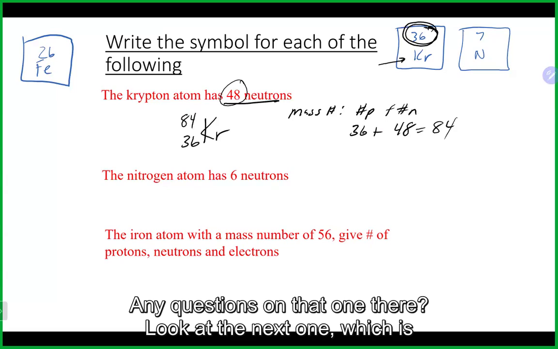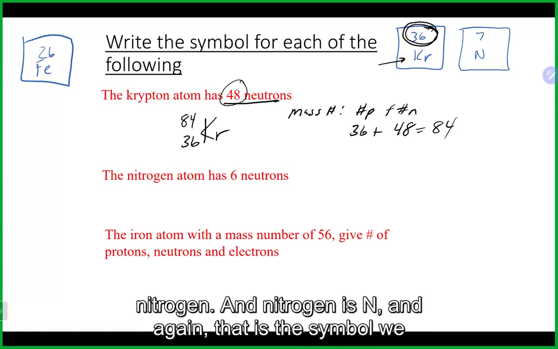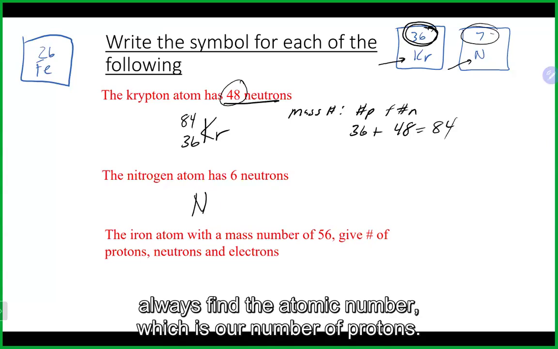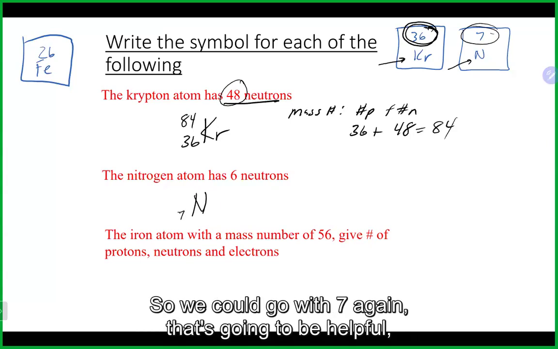Looking at the next one, which is nitrogen. And nitrogen is N. And again, that is the symbol we want to use. Once again, from the periodic table, we can always find the atomic number, which is our number of protons. So we could go with 7.